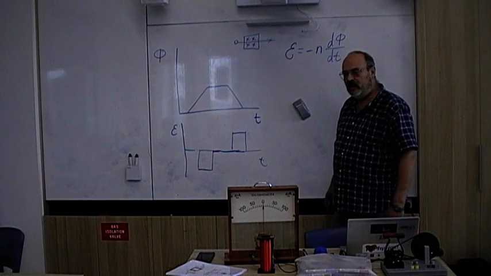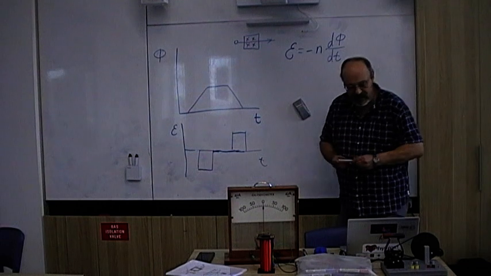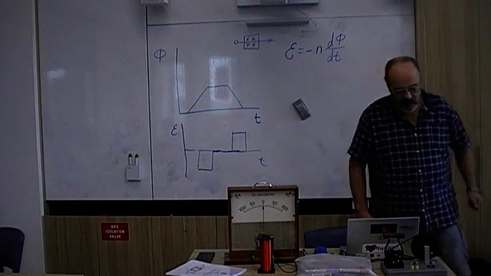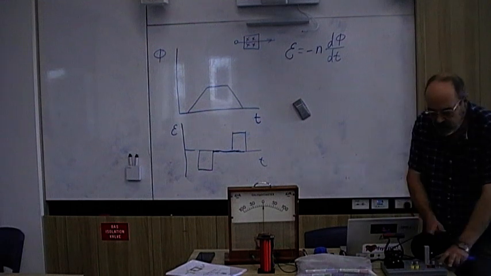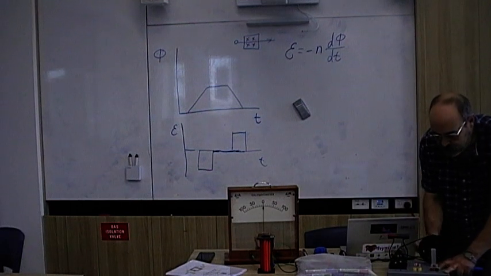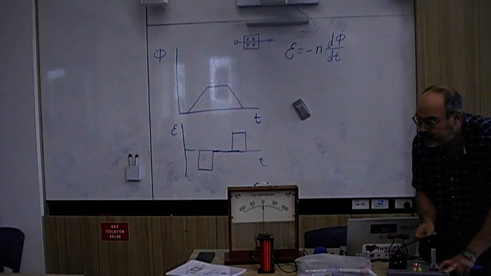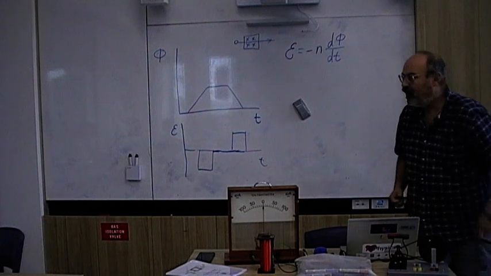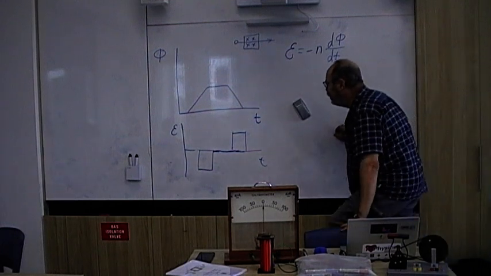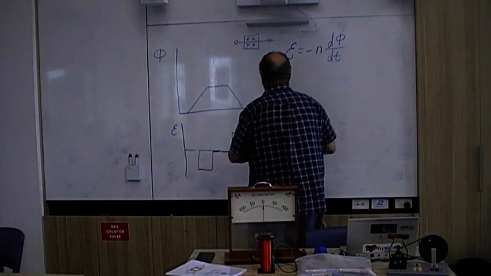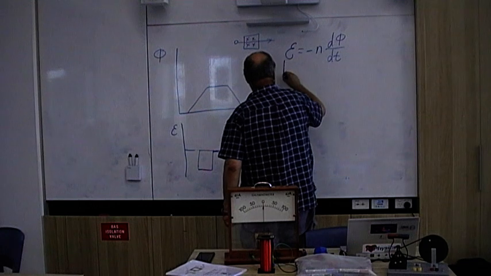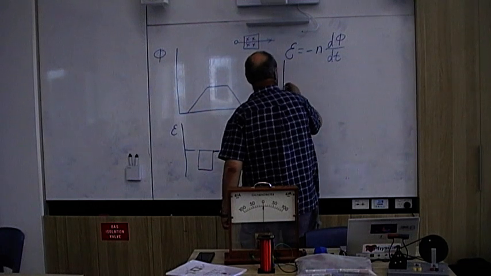Now, when I rotate the coil, I'm not changing the magnetic field, I change the angle, and produce electricity. How will the flux be changing now? How will flux be changing over the time?